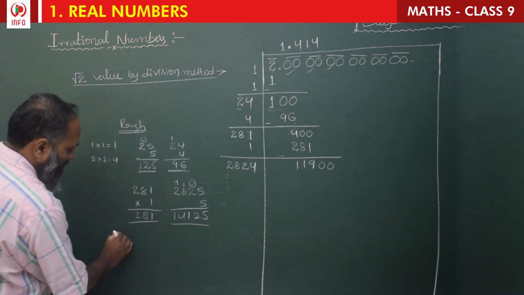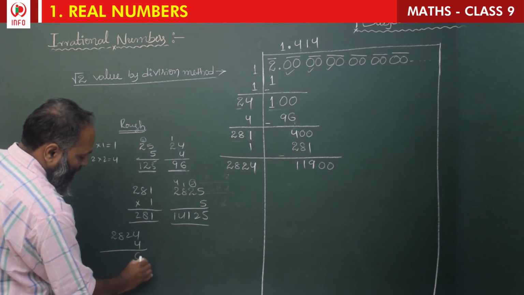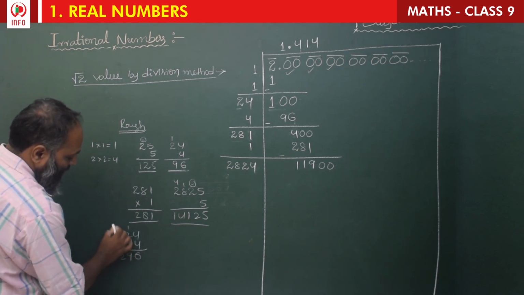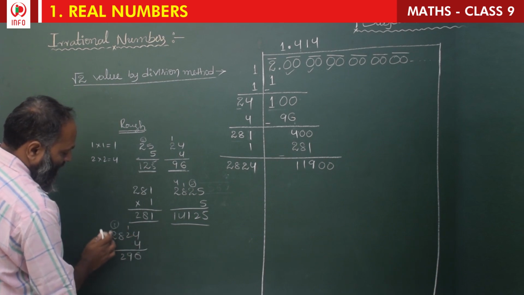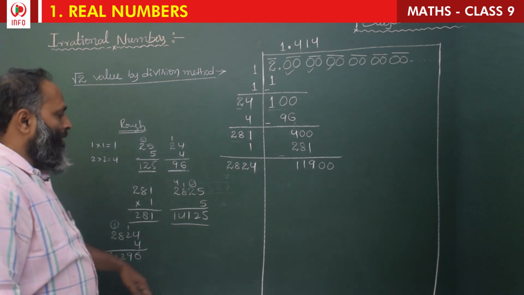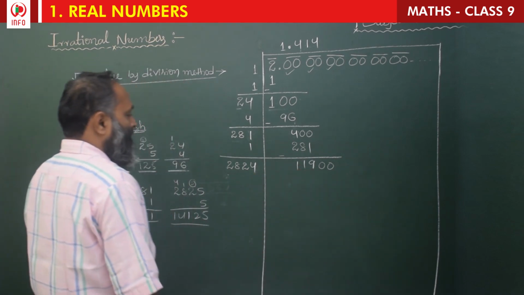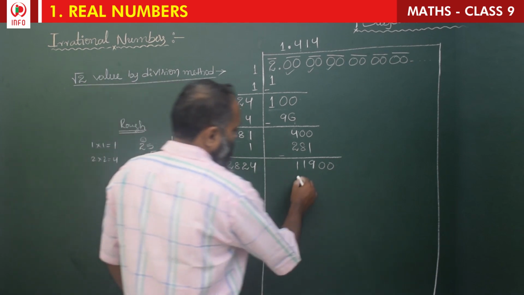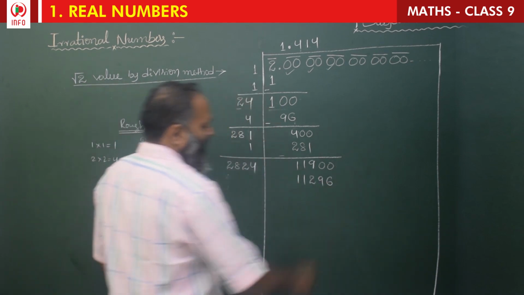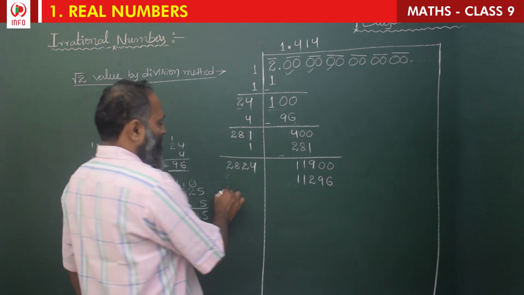So 2,824 into 4. 4 4s are 16, 4 2s are 8, 9. 4 8s are 32, 3. 4 2s are 8, 9, 10, 11. 11,296. It means 11,296 is the lesser value, so that we should take. 11,296.